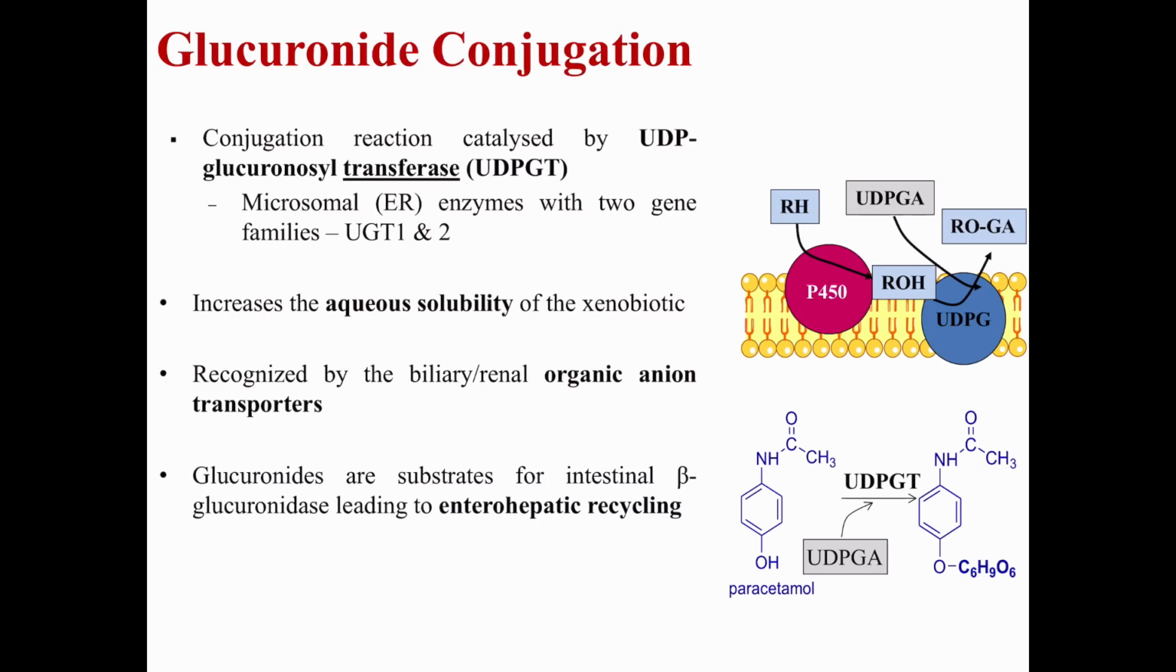Many products become recognized by the biliary and renal organic anion transporters, which we encountered in the first lecture in the series. Glucuronides are also substrates for intestinal beta-glucuronidase enzymes produced by bacteria, leading to something called enterohepatic recycling, which we will discuss in the next lecture. Shown in the diagram is an example of such a reaction with paracetamol, with UDPGA being added to the hydroxyl group at the bottom.